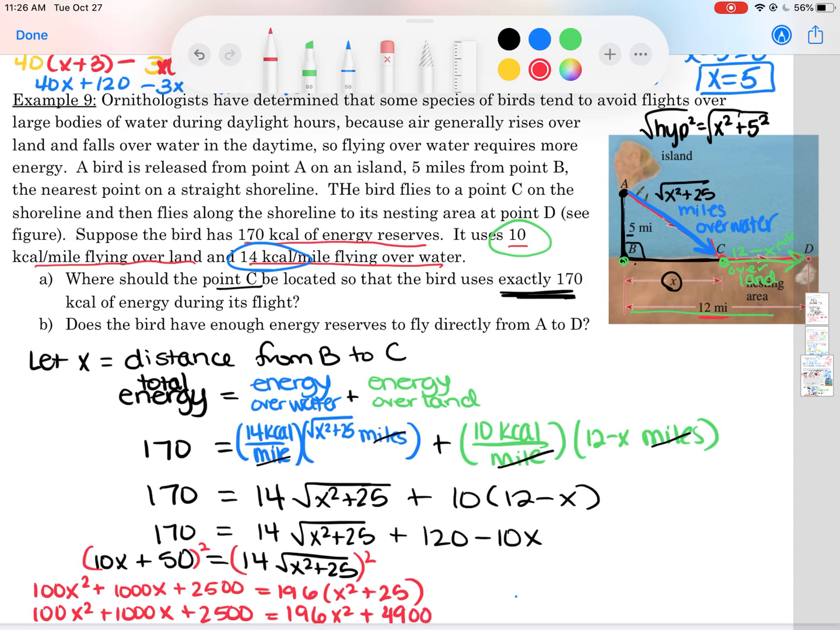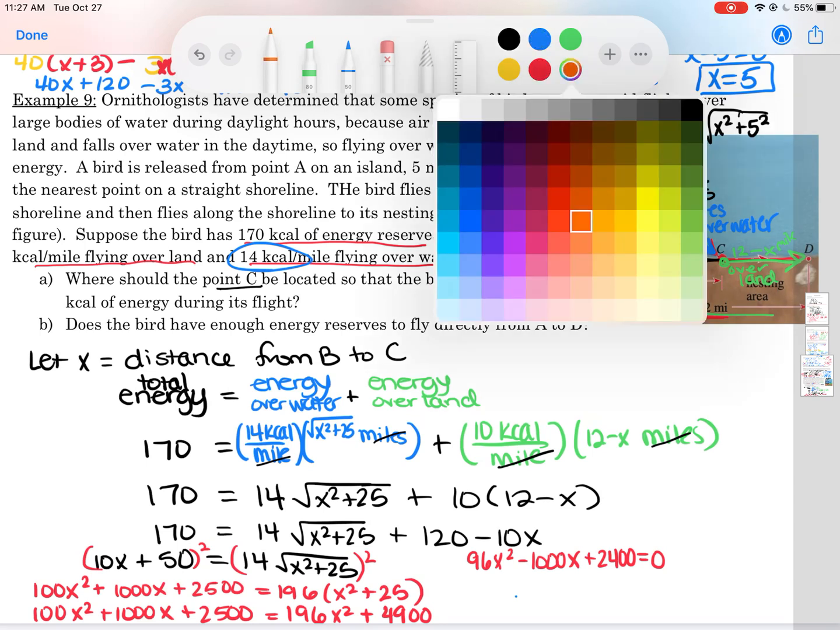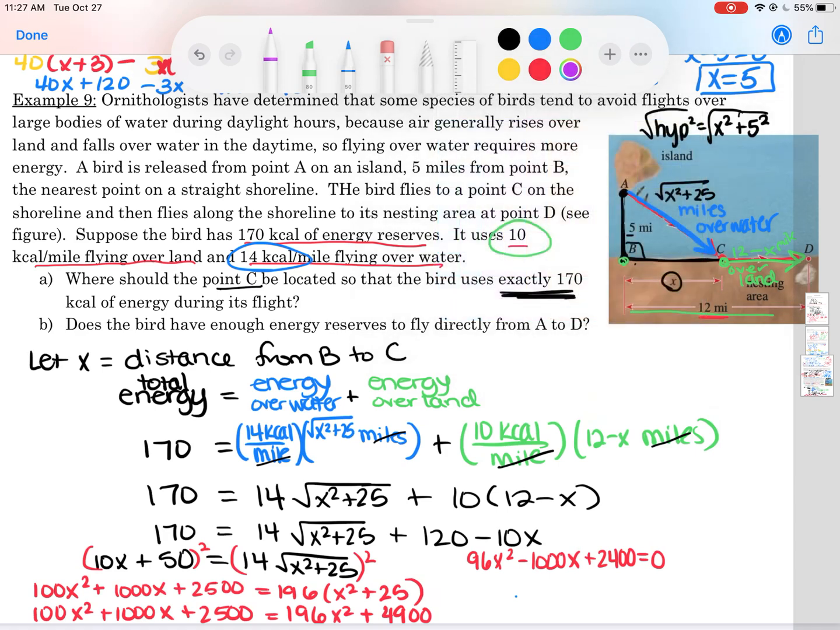Okay. We'll move everything off to one side. I guess we might as well subtract 196x squared and 4,900 from both sides. So that's going to give us 96x squared minus 1,000x plus 2,400 is equal to 0. And now this might be quite messy. We definitely want to utilize a calculator here. I'm saying quadratic formula is going to make life the easiest in this particular situation.